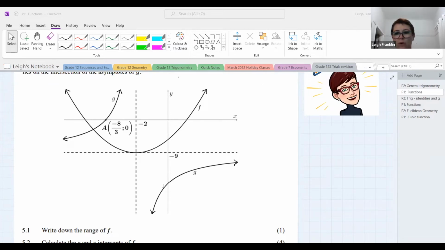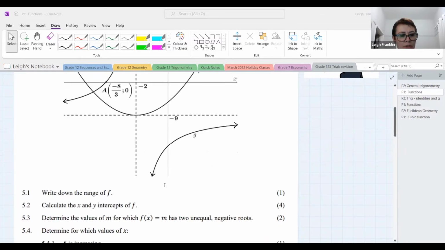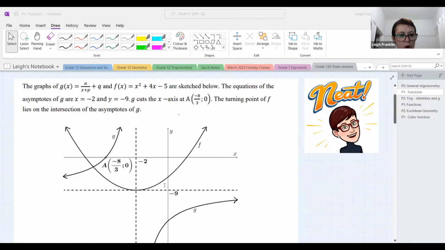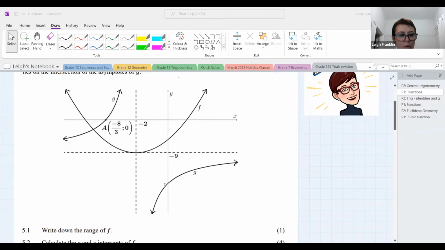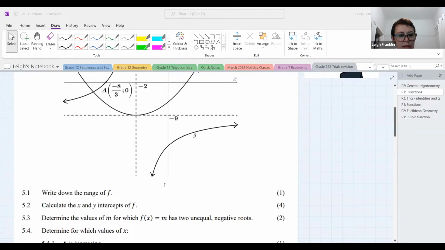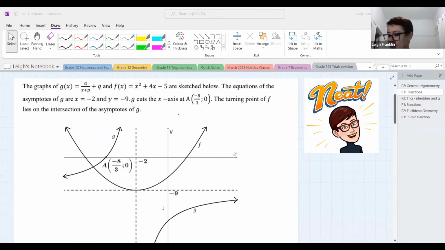So the first one, 5.1, I think you guys can do by yourselves. They want you to write down the range of f. And the second one, they want you to calculate the x-intercepts of f. So I'm just going to put that there for you. So 5.1 is the range. 5.2 is the x and y intercepts of f. I'm going to let you guys do that on your own because you should be able to do that quite easily. And then you share your answers when you have done both, okay?